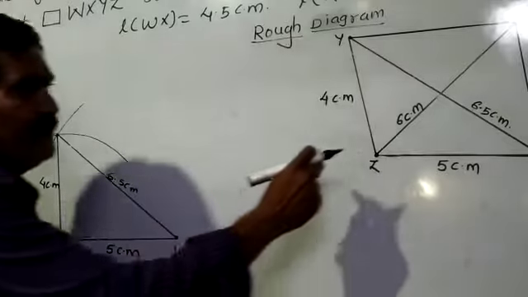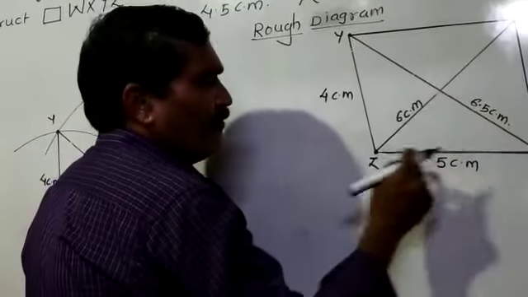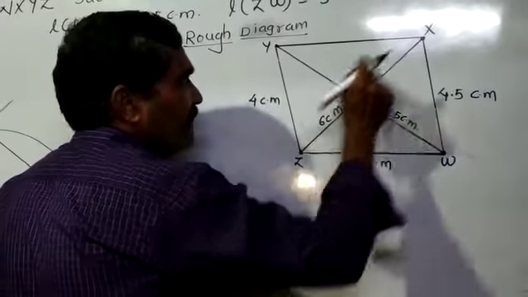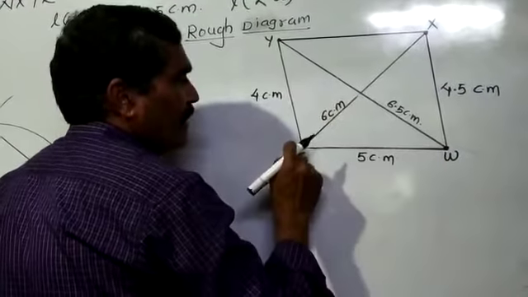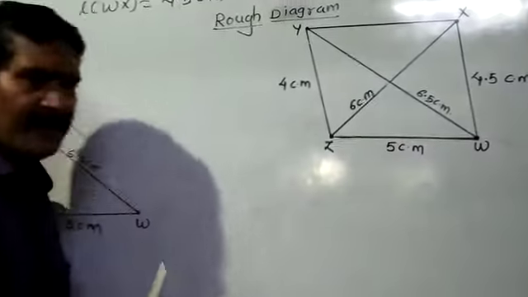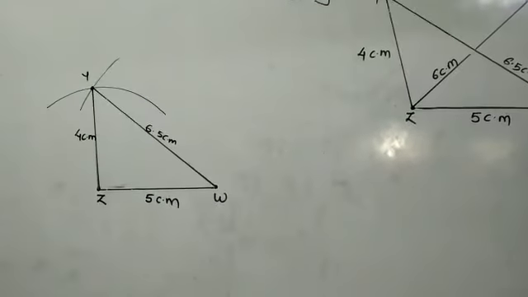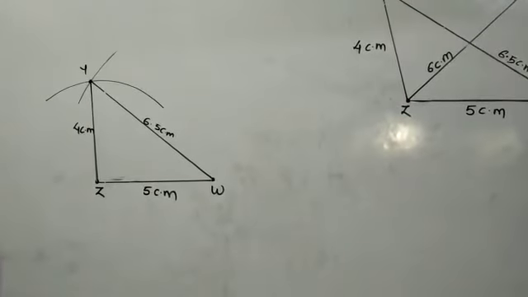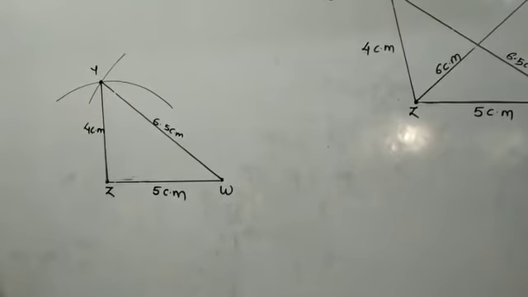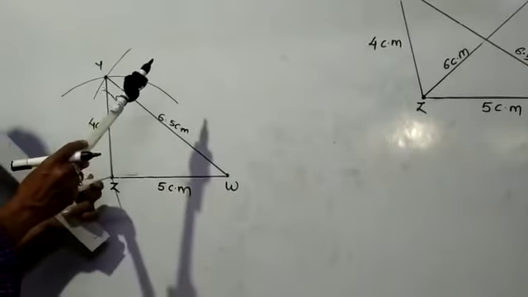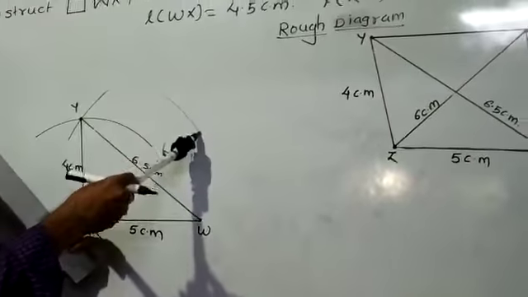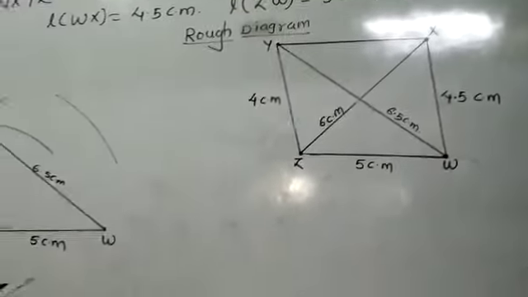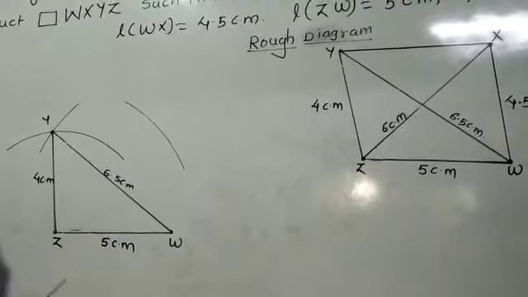From ZW you have to use it as base and draw this triangle ZXW. At that time this ZX distance is 6 cm. So in the compass you have to take the 6 cm distance and make the arc. From Z you have to draw the arc by taking this distance of 6 cm. You have to make the arc like this.